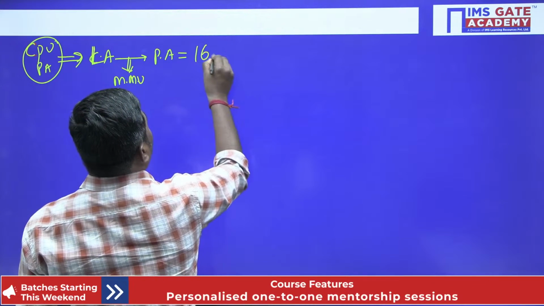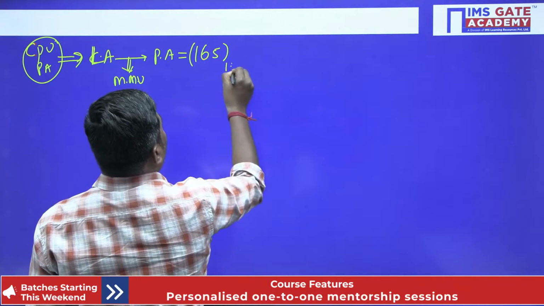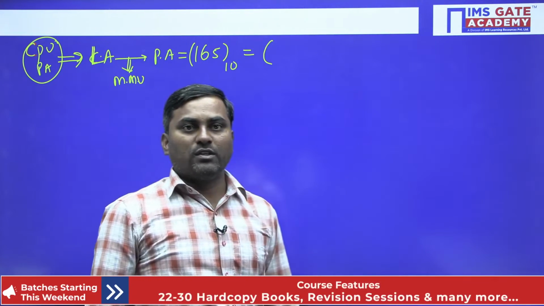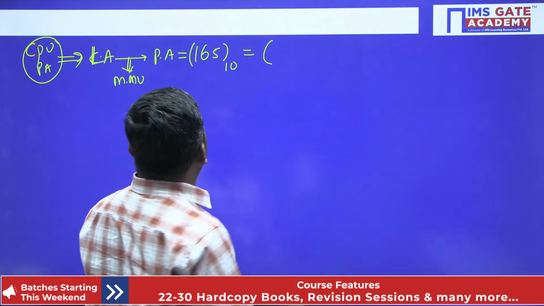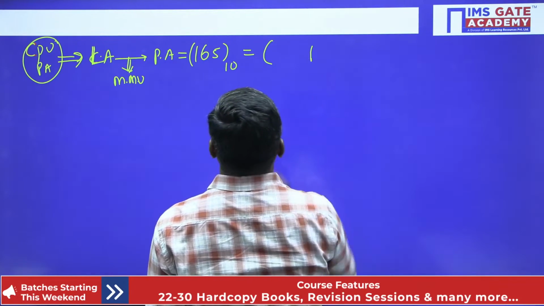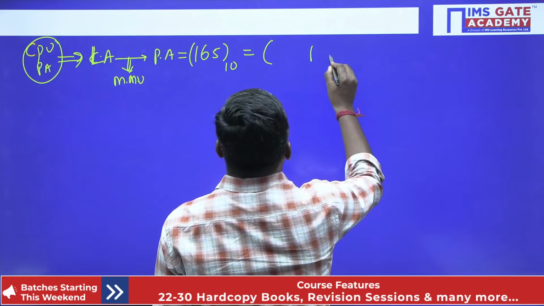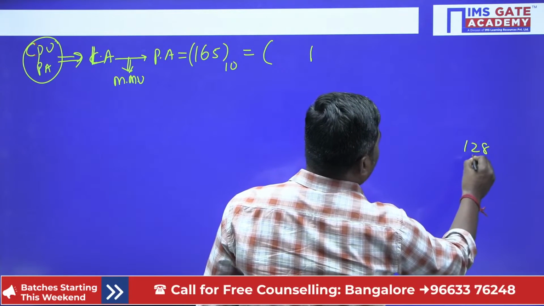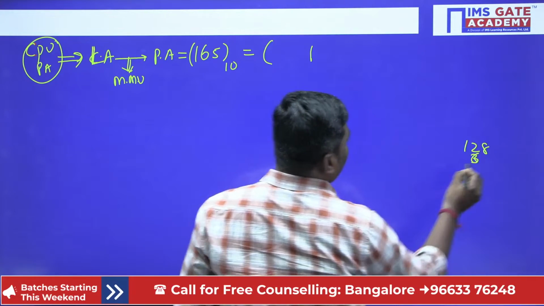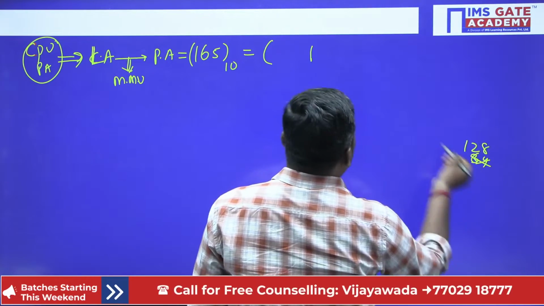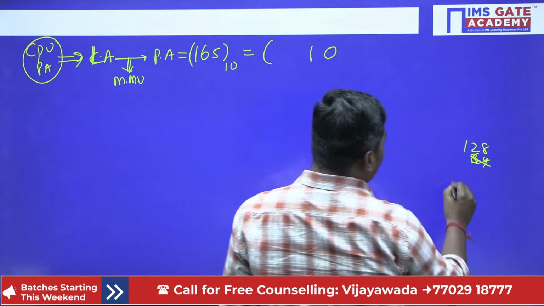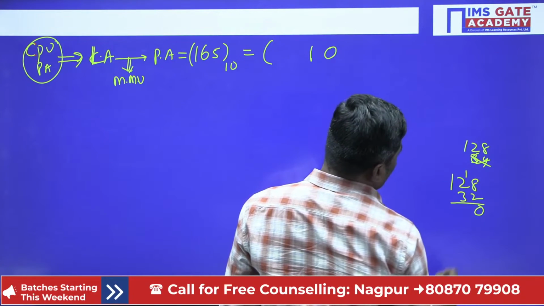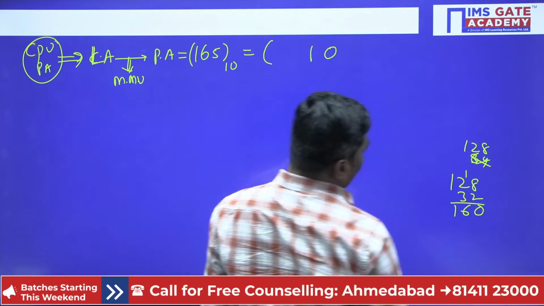Word number 165 is in decimal. So how do we write 165 in binary? 165 means the 128 position is 1. Should I take 128 plus 64? If I take 64, it will be too large, so 64 is 0. 32 I can take: 128 plus 32 is 160. So 160 only, right?